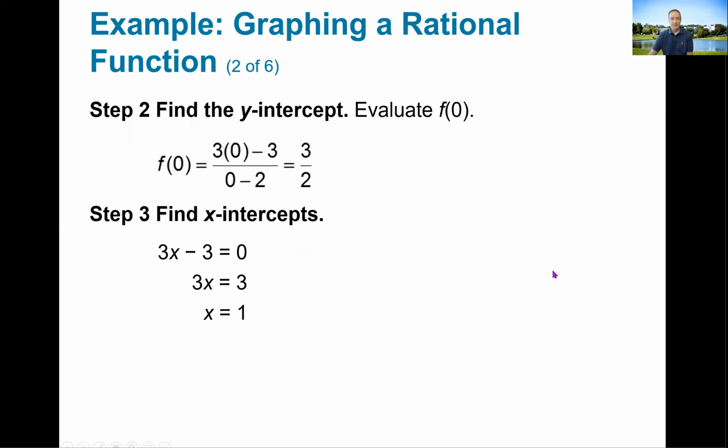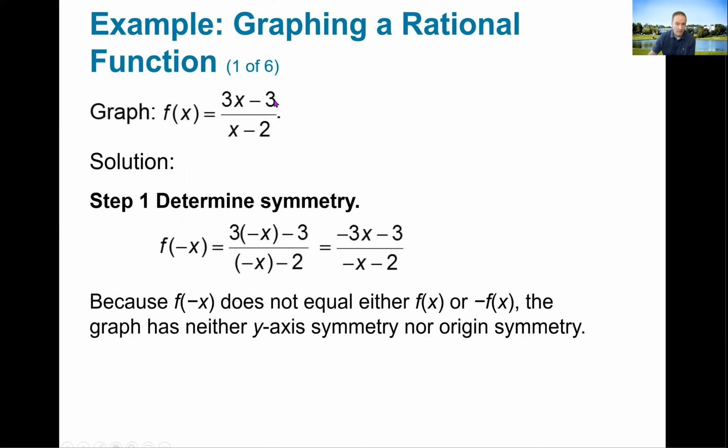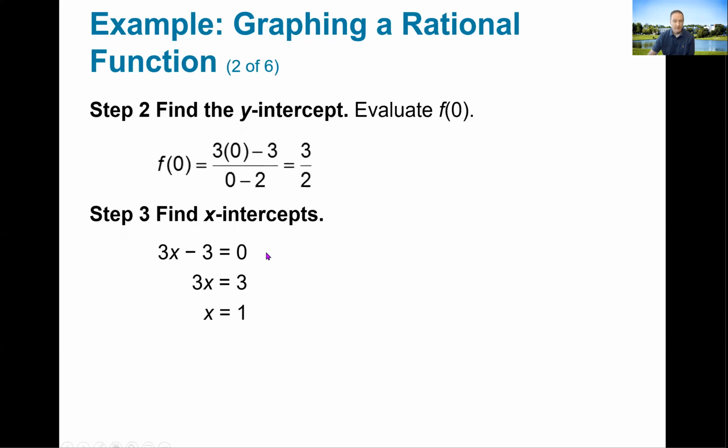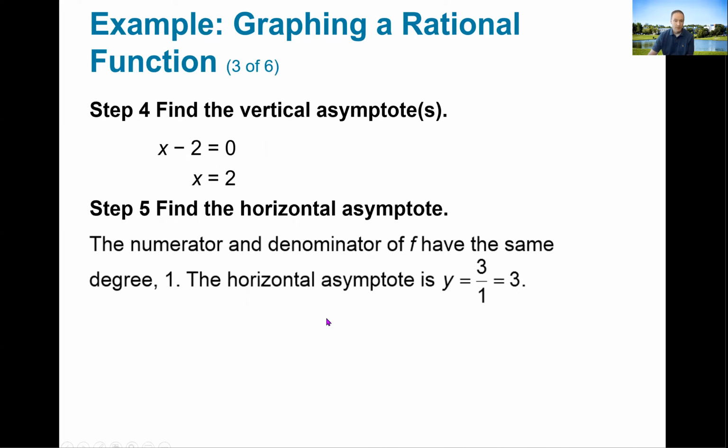So then I go into step two, and probably more relevant to graphing it out are these next few steps. Finding the y-intercept, you just plug a zero in for x. And you can see when I did that in this problem, I got 3/2. So now I actually have a point on the curve, 0 and 1.5. The x-intercepts, you just set the numerator equal to 0. The numerator in this problem was 3x minus 3. 3x minus 3 equals 0 gives me 3x is equal to 3. My x-intercept is at x equals 1. So I have the ordered pair 0, 3/2, and the ordered pair 1, 0.